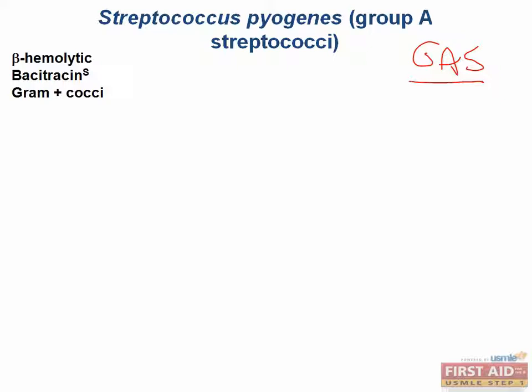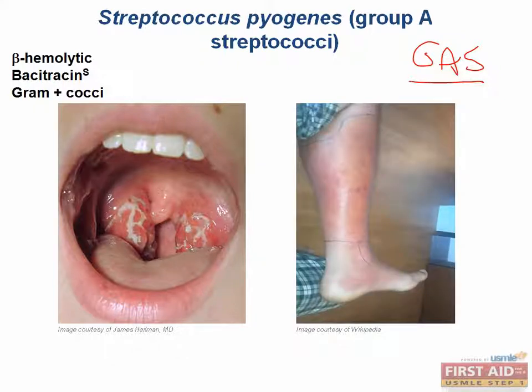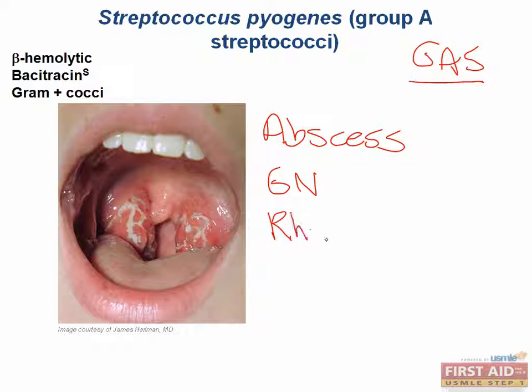The key disease you should know is that strep pyogenes causes pharyngitis, commonly known as strep throat. It can also cause skin infections too, like cellulitis or impetigo. A little pathology correlation coming at you. Pharyngitis from strep pyogenes has 3 important complications: abscesses, either in the retropharyngeal or peritonsillar space, glomerulonephritis, and rheumatic fever. So once again, you can get abscess, glomerulonephritis, or rheumatic fever.